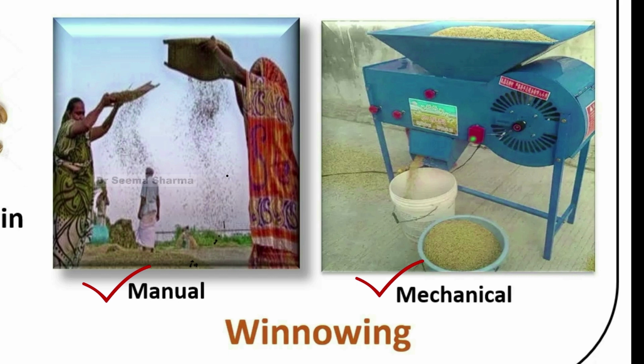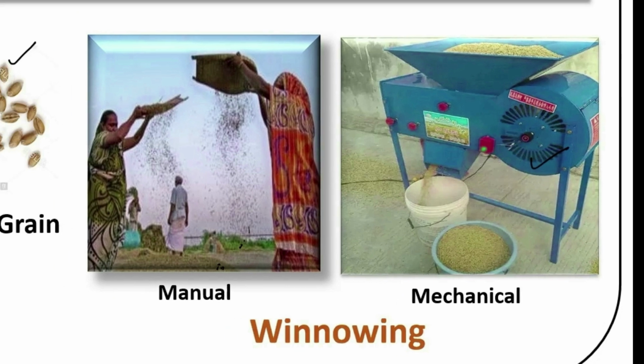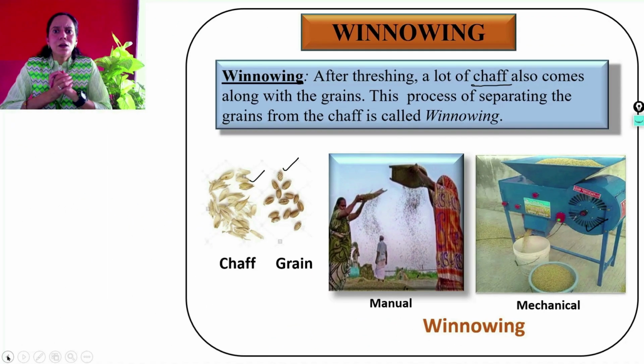So this is manual method. And we have mechanical method of winnowing also, and this is the machine with the help of which we can separate the chaff from the grains. So this is winnowing. So students, with winnowing, all steps in the process of crop production or farming are over.